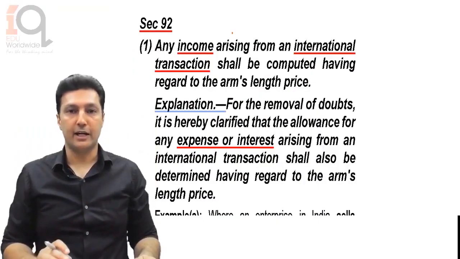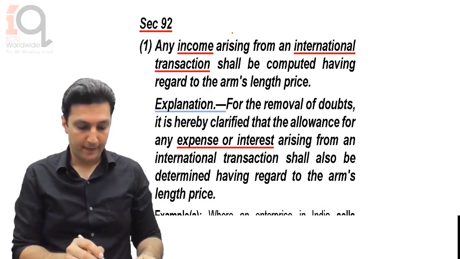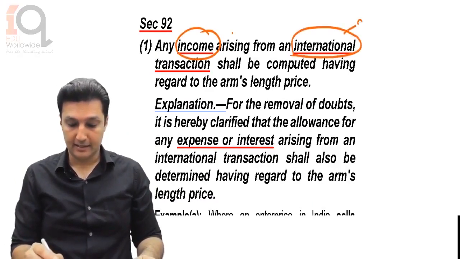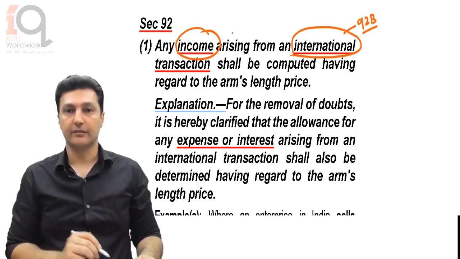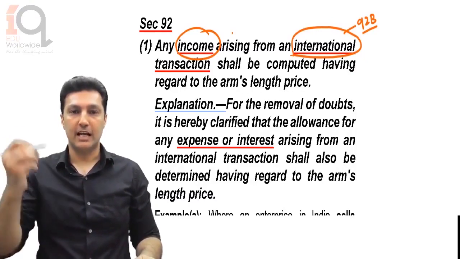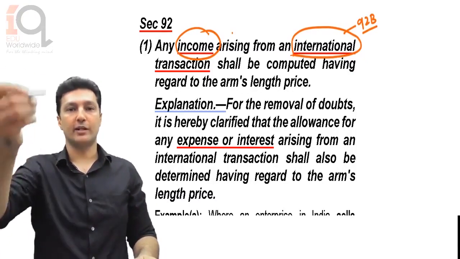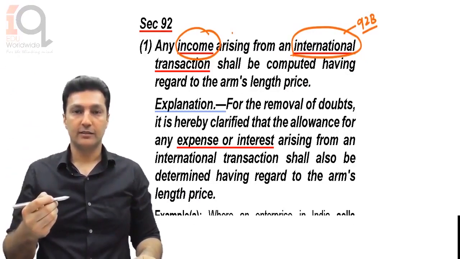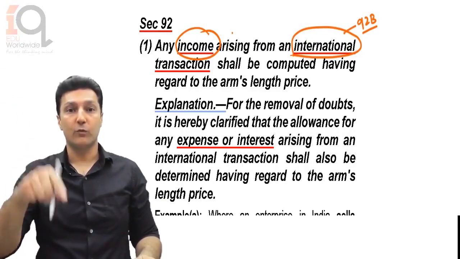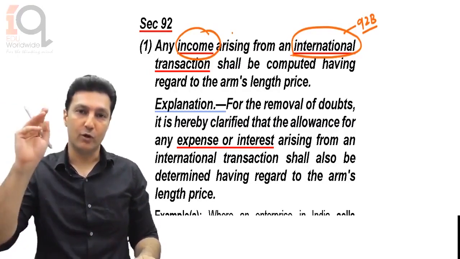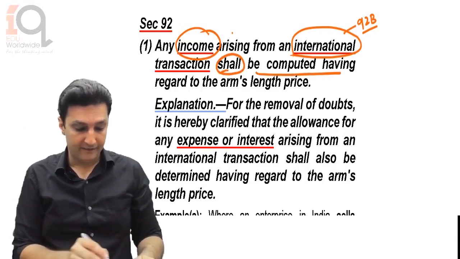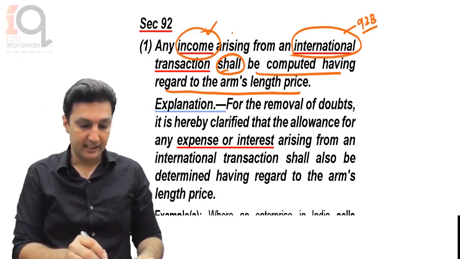Okay, let's read section 92. Subsection 1. Any income arising from an international transaction. I've already said we'll do the definition. Essentially, it's a cross-border transaction, a transaction from India to outside India, between associated enterprises, where at least one of the parties is a non-resident. And of course, the exception we will do later. Shall be computed having regard to the arm's length price, any income.